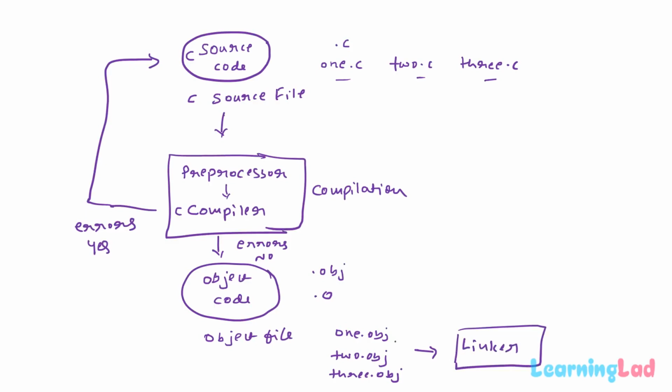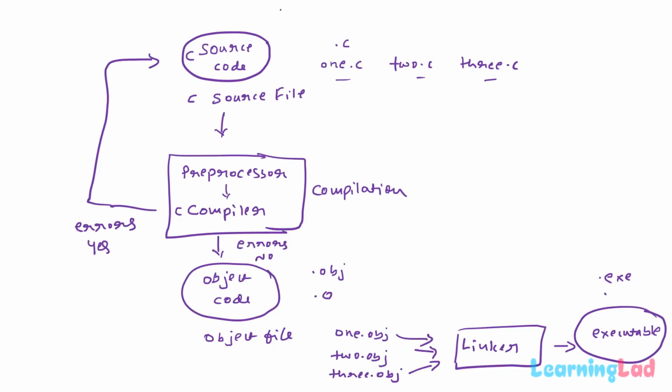And this linker, it will take the object files, all of them, and then it links them together, and then it generates the executable file. And in the Windows environment, this executable will have the .exe extension, and similarly for the different platforms, they have the respective executable extensions.